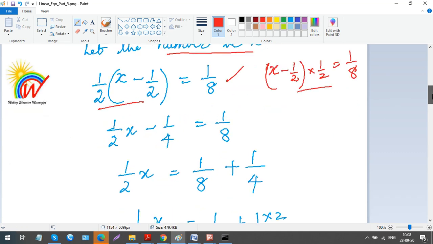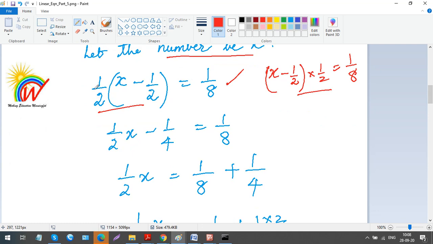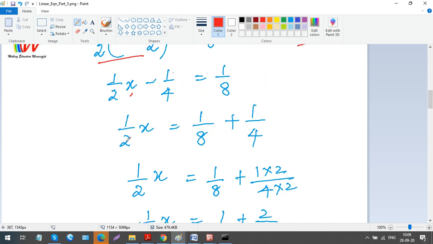Now let me distribute it, okay? So I am just multiplying this. 1 by 2 into x is 1 by 2x. So see, you can do it many ways, okay? You can even move the 1 by 2 to the other side. So, that can also be done, or you can just distribute it like this. 1 by 2 into x is 1 by 2x. 1 by 2 into negative 1 by 2 is 1 by 4, right? The top gets multiplied, the bottom gets multiplied. That's equals to 1 by 4, alright? So this is going to give you 1 by 2x. So let me move the 1 by 4 to the other side. So I get 1 by 8 plus 1 by 4, alright?